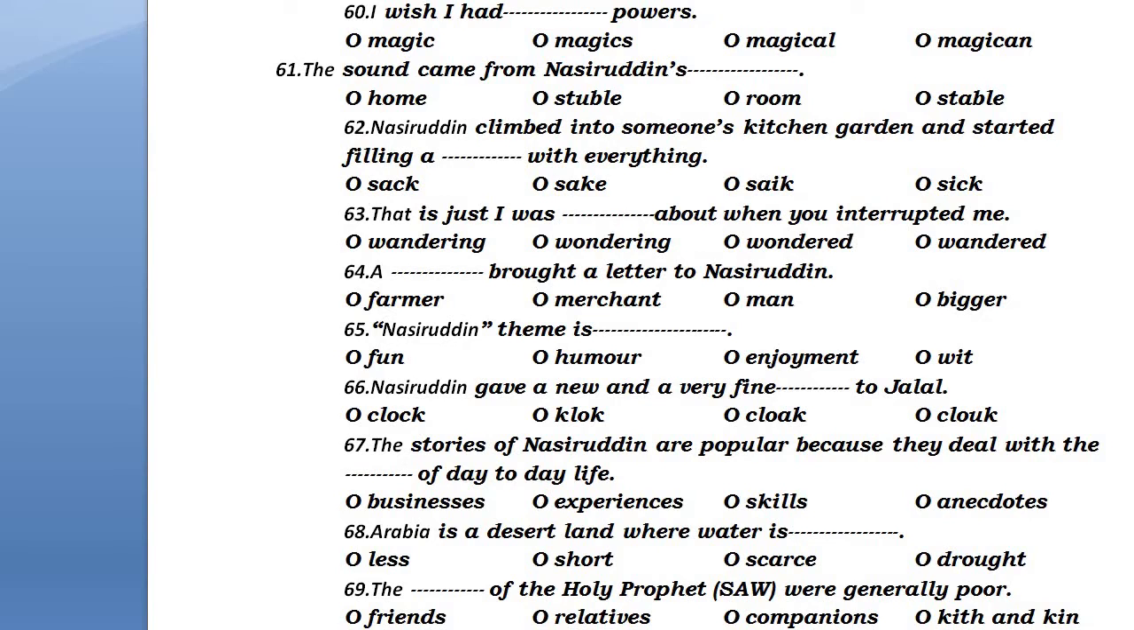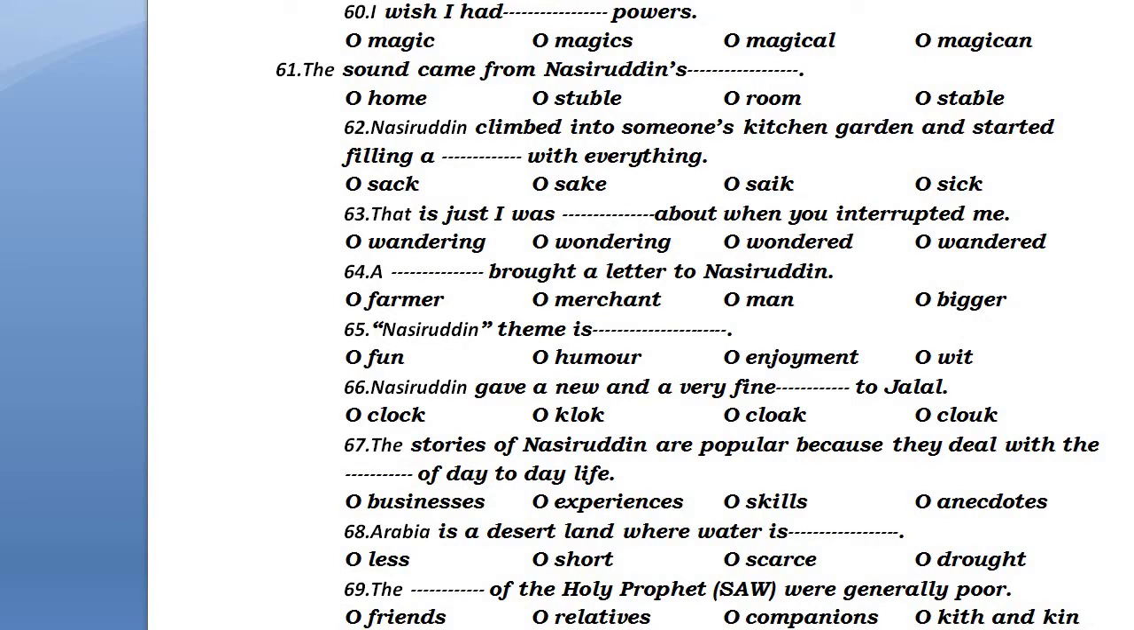Part 62. Nasiruddin climbed into someone's kitchen garden and started filling a dash with everything: a sack, a sake, a sick. Now you need to select the correct option. Part 63. I was dash about when you interrupted me: I was wandering, I was wondering, I was wandered, I was wondered.